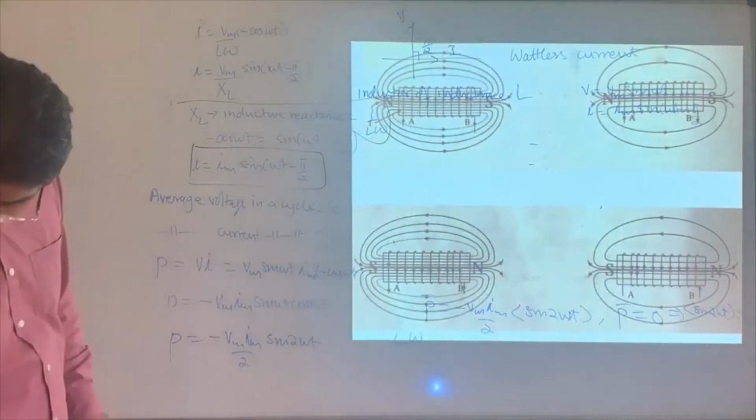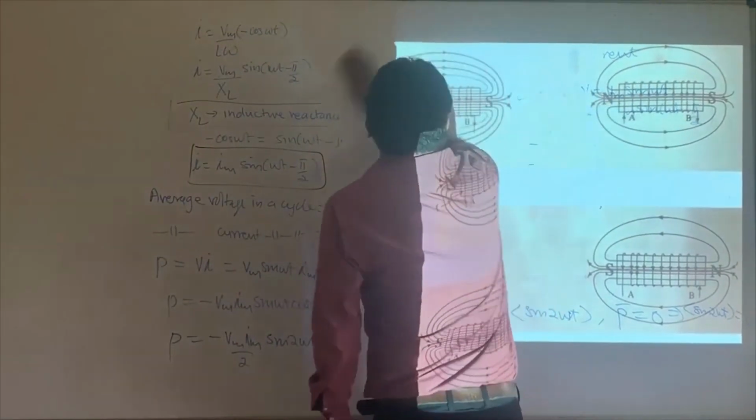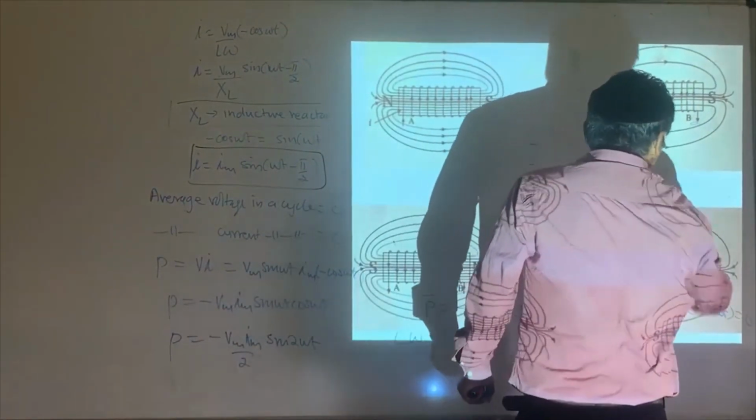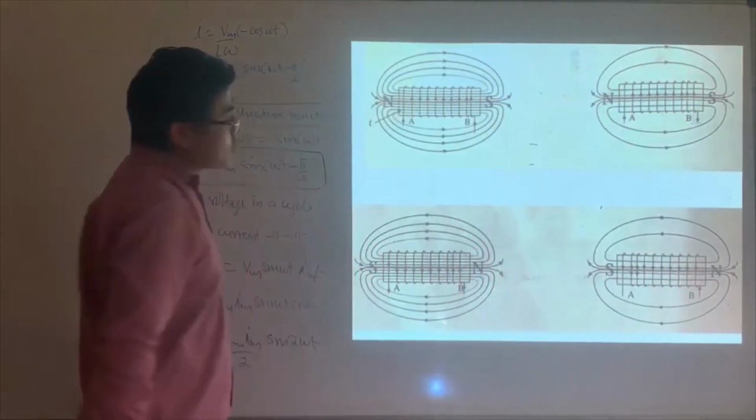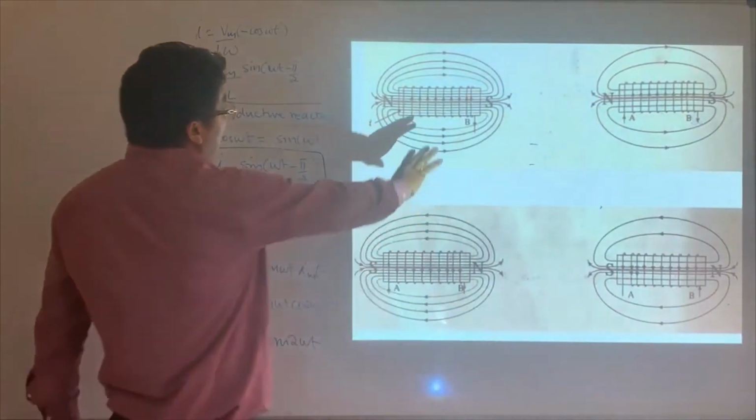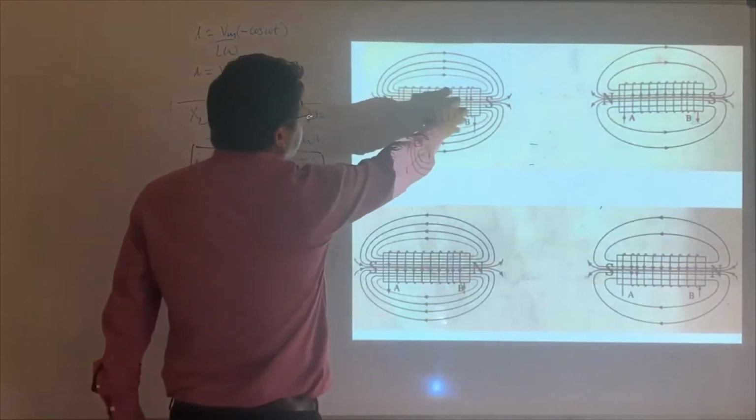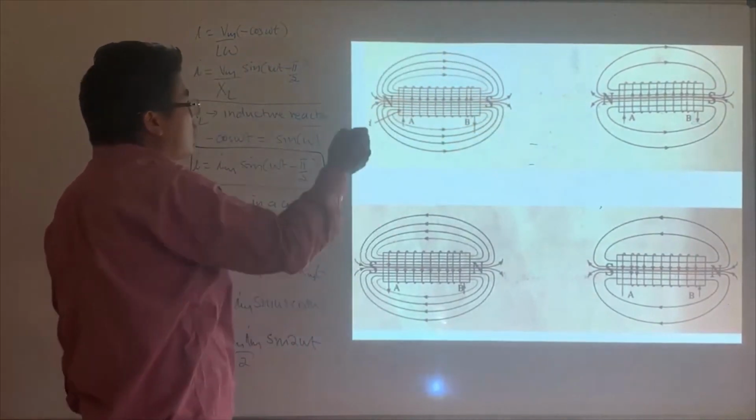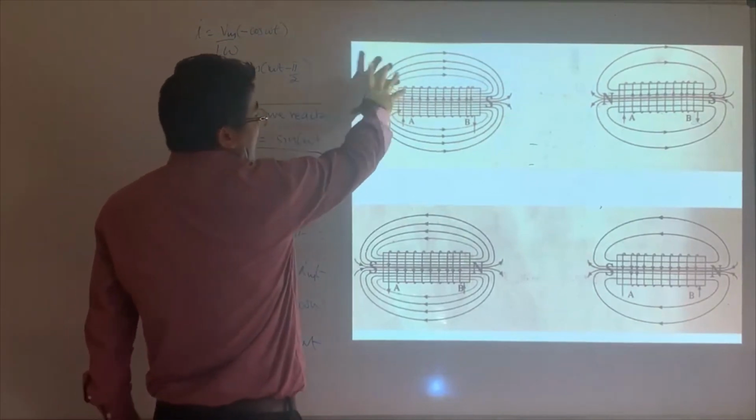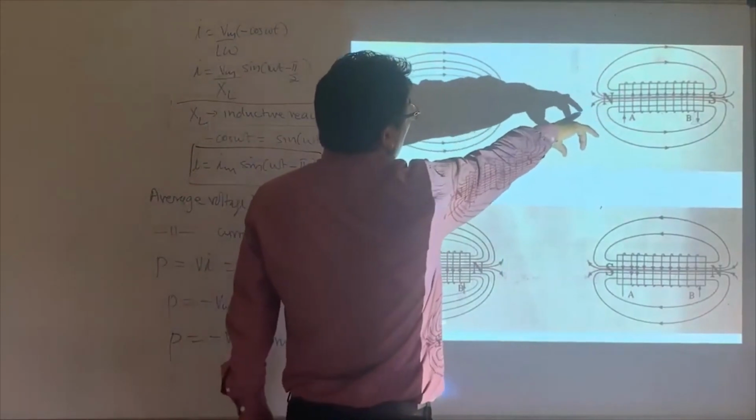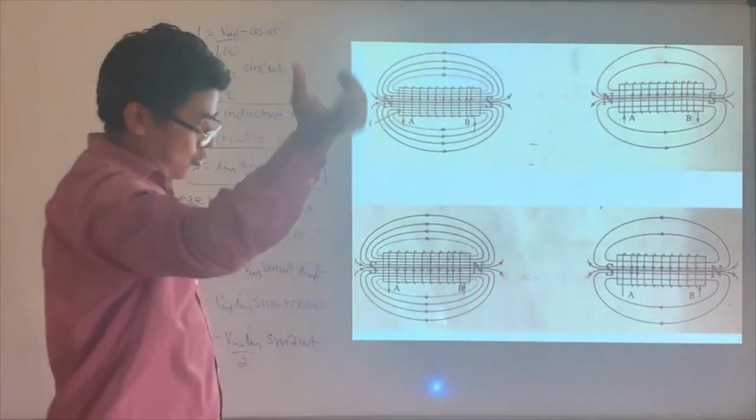Now this is there in your textbook, and I would like to show you how the power in a cycle becomes 0. Current goes on changing. In this case, energy is taken from the source and given to a solenoid in one quarter cycle, and in the next quarter cycle energy is given back to the source.